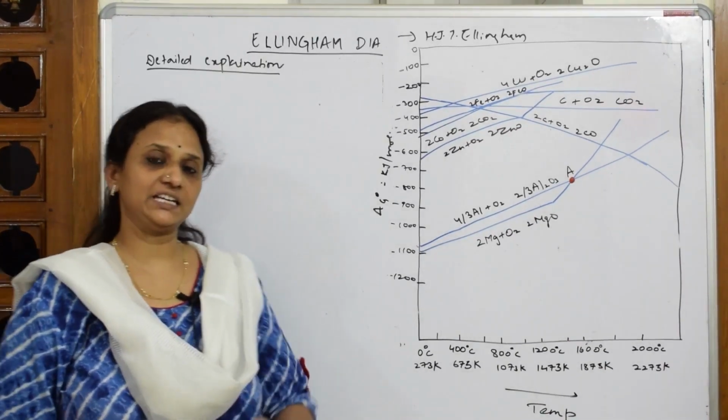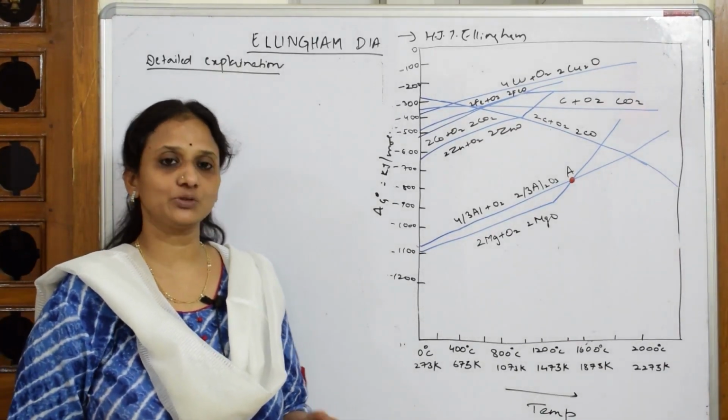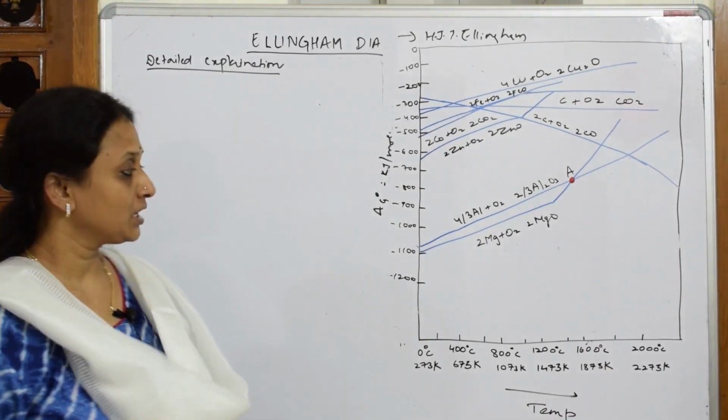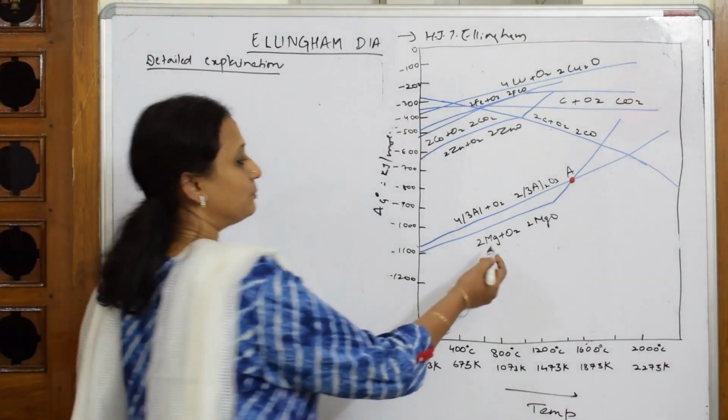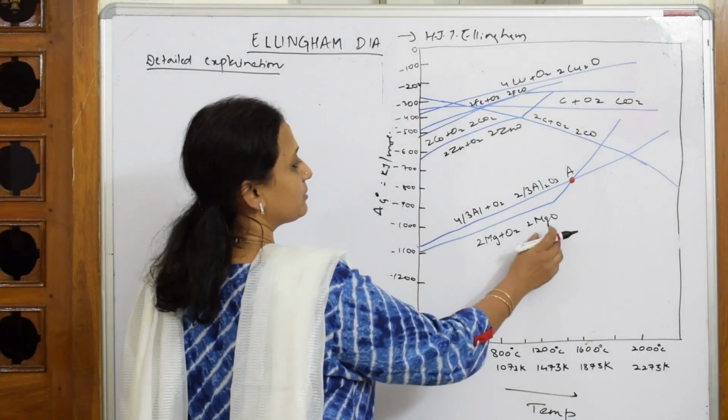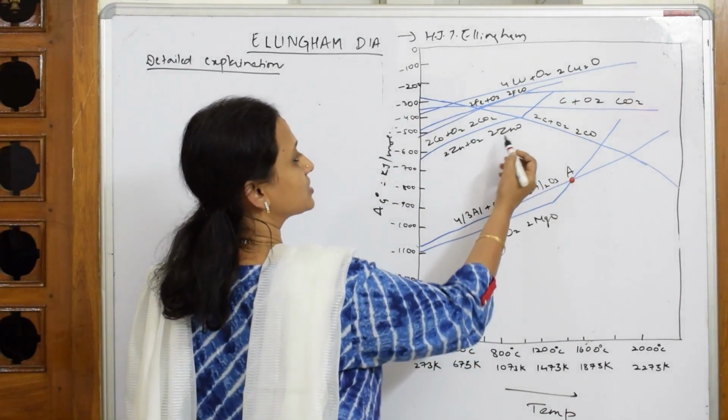Now I've given you an idea of the Ellingham diagram. Let us go into a little bit more detail of the Ellingham diagram. Basically you have a series of metal oxides here. Just observe, metal getting oxidized, forming metal oxide. Everywhere you find metal oxides, isn't it?